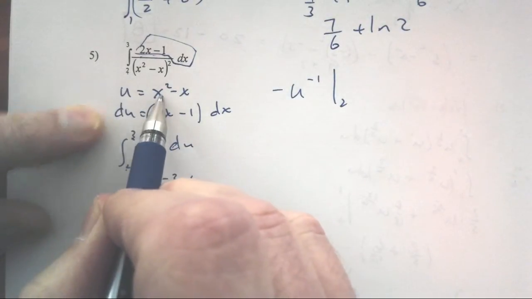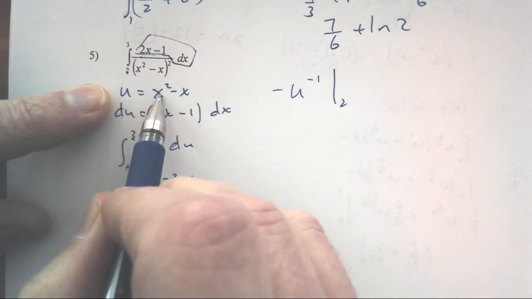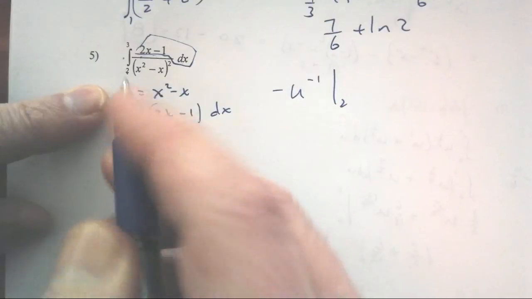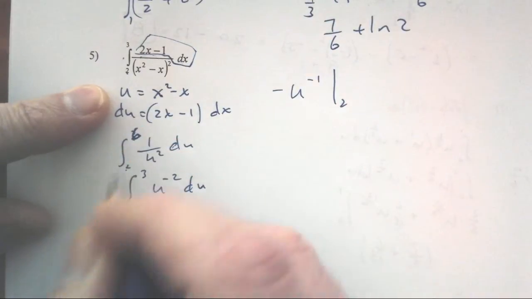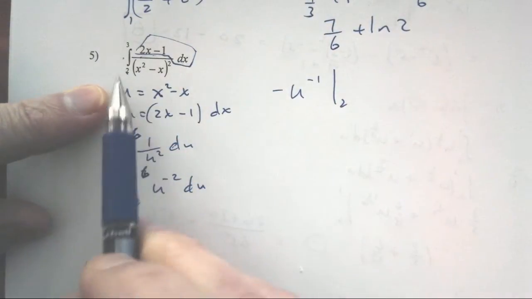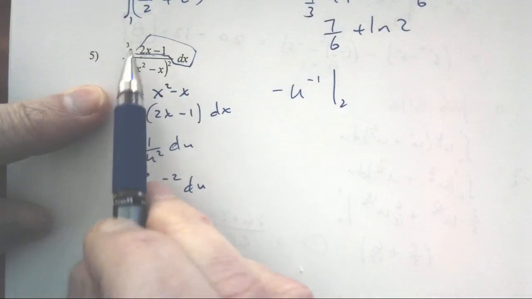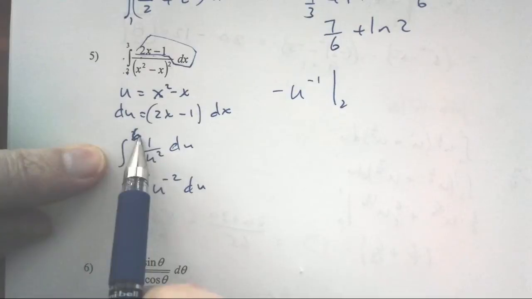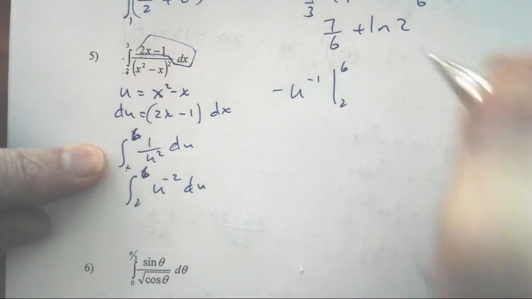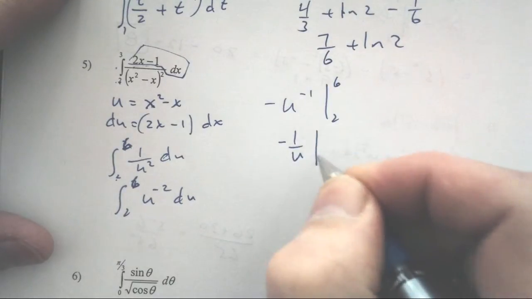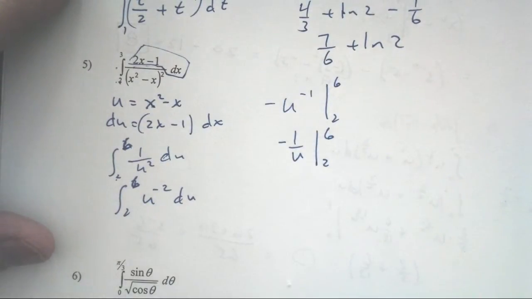So I put 2 in here, and I get 4 minus 2. This is still 2, but I put 3 in here, and I get 9 minus 3. This is now 6, so it's 2 to 6. Let's double check that. Put 2 in here, and I get 4 minus 2. Got it. Put 3 in here, and I get 9 minus 3. Got it. So this is 2 to 6, or this is negative 1 on u from 2 to 6.